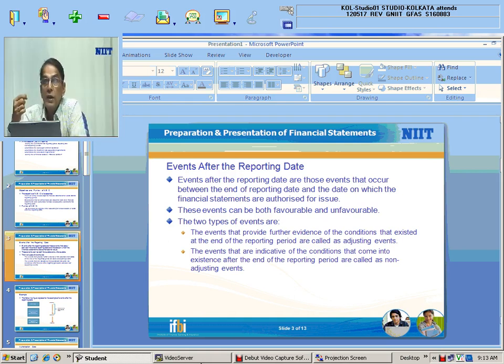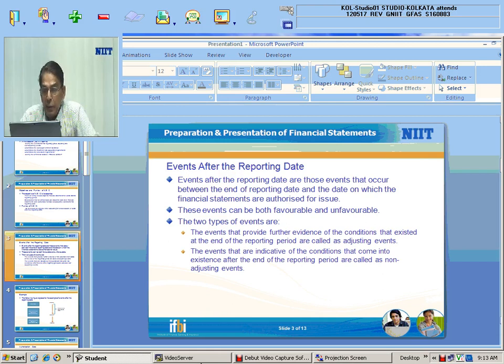So events which occur between the end of the reporting date and the date on which the financial statements are authorized for issue or release to the users, those events are called events after the reporting date. And some of these events can be favorable for the entity, some of these events can be unfavorable for the entity. So there are two types of events.